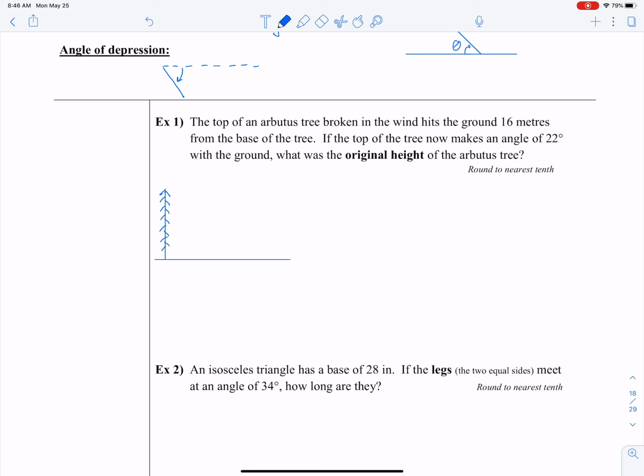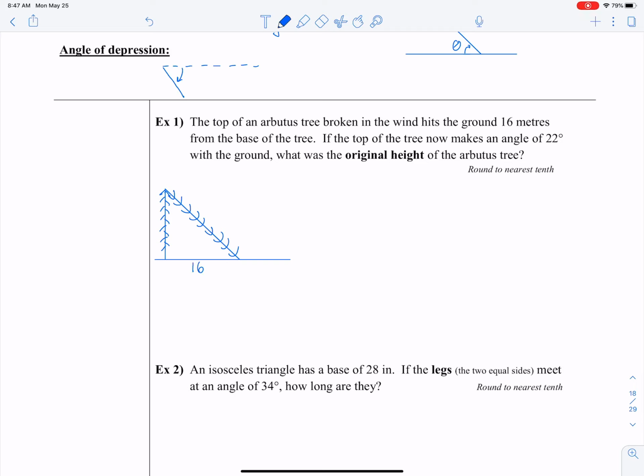And it used to be even taller. It used to go up all the way here, but it's now broken, and part of it has fallen to the ground like this. That's the other part of the tree. So it used to be tall, but it got snapped, and now part of it's on the ground. And it hit the ground 16 meters from the base of the tree. So this is the top of the tree. Here's the base. So in between here is 16 meters.